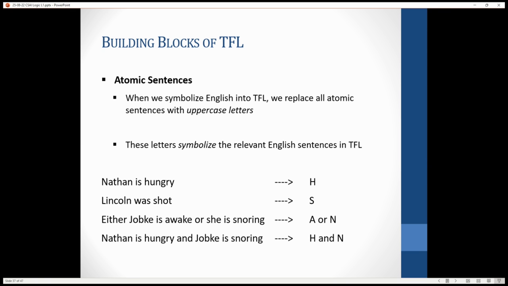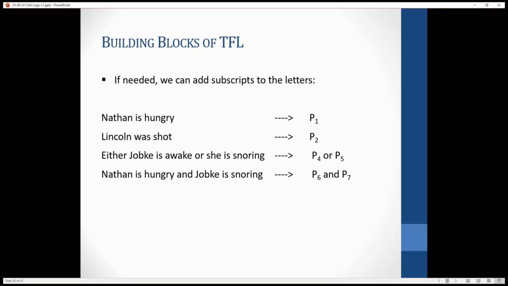So we might map Nathan is hungry to H, Lincoln was shot to S. Yabka's awake or she's snoring, well, we might map Yabka's awake to A and Yabka's snoring to N. You see how this goes. If we need them, we can add subscripts. This is if we have more than 26 different sentences we need to symbolize. Please, God, let that never happen. But we have them if we need them.